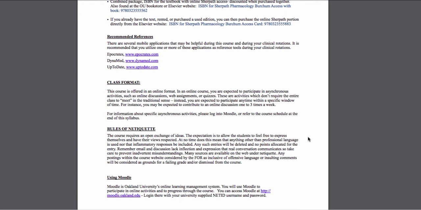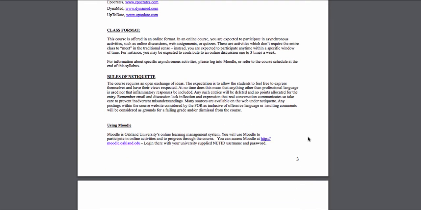Please refer to the course calendar at the end of the syllabus to give you an outline. I always tell students, though, to refer to our course Moodle site because the calendar is essentially a tentative calendar. It pretty much follows that, but I always tell students, make sure you're looking at our Moodle site frequently, every day if you can. Rules of etiquette, you can go ahead and take a look at this. It's just respecting other views and no inflammatory responses. You can read that on your own.